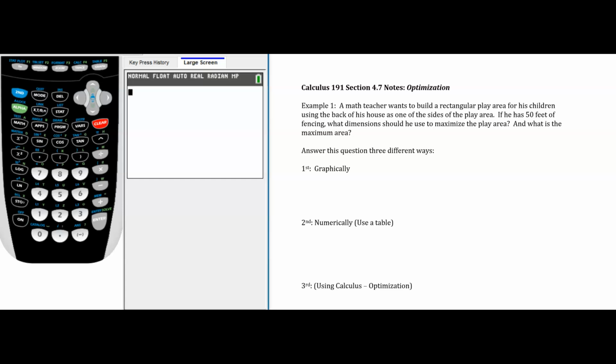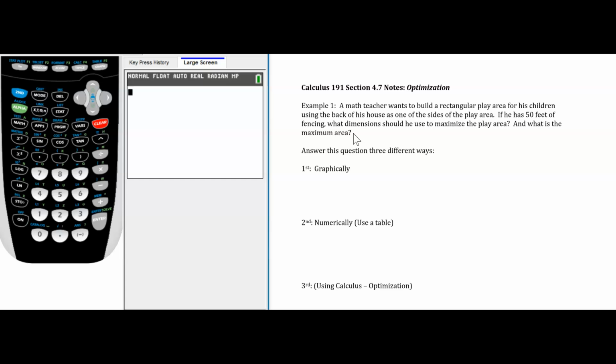So example one, I said a math teacher wants to build a rectangular play area for his children using the back of his house as one of the sides of the play area. If he has 50 feet of fencing, what dimensions should he use to maximize the play area? And what is that maximum area? And this is actually a question that you don't necessarily need calculus for. So let's just start by visualizing it a little bit, and then we'll look at some ways that you can approach it, and then we'll finish by talking about how you would use calculus to solve the problem.